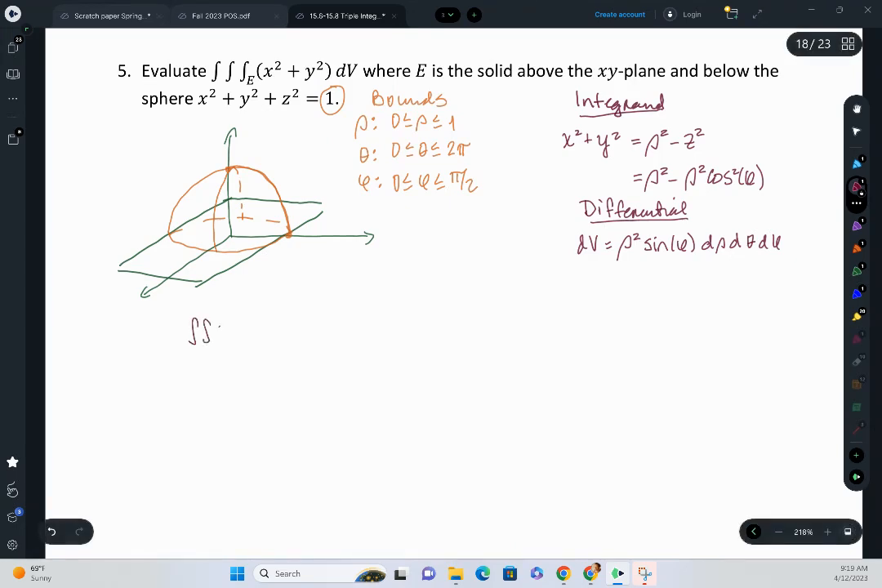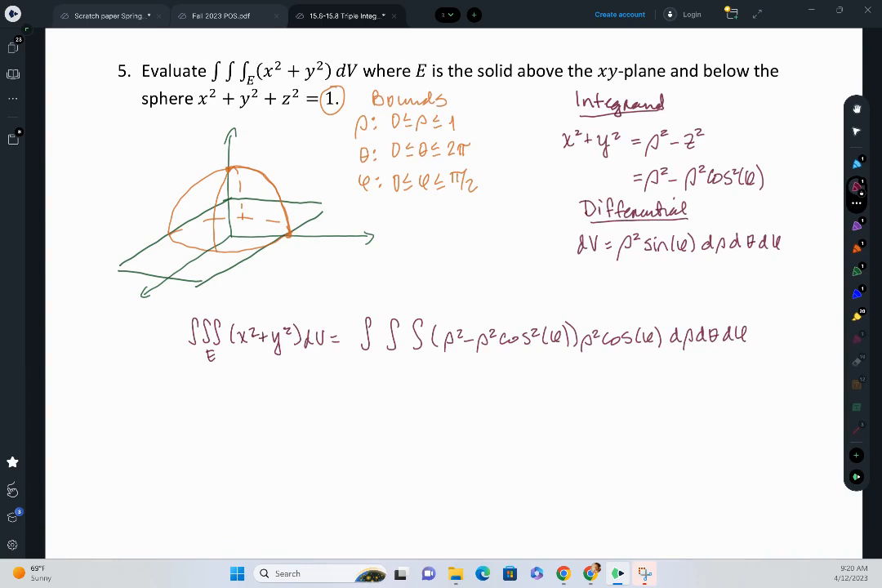So the triple integral over E of x squared plus y squared dV will be written as a triple integral, I'll put in my bounds next, of rho squared minus rho squared cosine squared of phi times dV, which is rho squared sine of phi, and then I suppose we can just go ahead and go with the order d rho, d theta, d phi. Then that means my inner integral is for rho, so it's 0 to 1. Middle is for theta, 0 to 2 pi. Outer is for phi, 0 to pi halves.